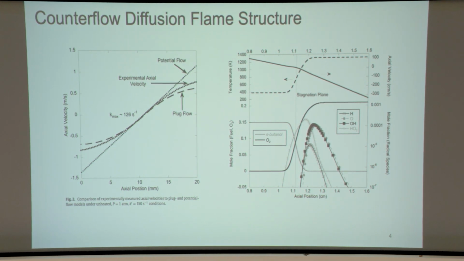So this is the oxidizer. Oxidizer is on the right side. It comes and it's consumed in the flame, and then it becomes 0. The fuel, in this case, is butanol. It's coming out of the burner port, and it's consumed in the flame. And these are the intermediate species.